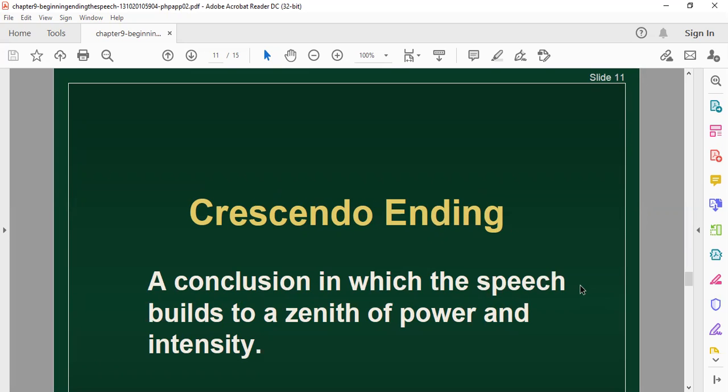So what does the crescendo ending mean? It means a conclusion in which the speech builds to a zenith, a zenith of power and intensity, by which we mean that at the end of the speech, the audience is fully powerful and ready and willing to do anything that you're asking them to do.